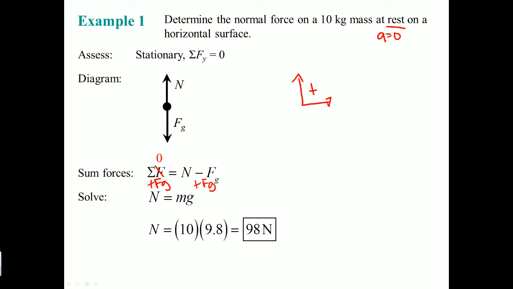This makes sense because if the force of gravity down here is 98 newtons, for it to balance, there has to be an equal and opposite force here that is also 98 newtons.